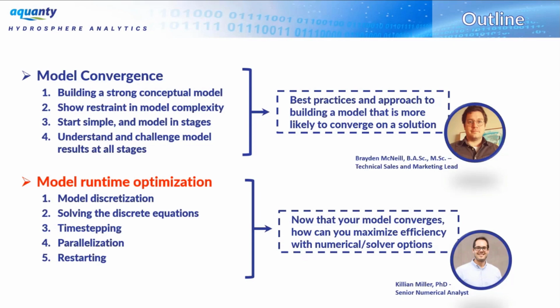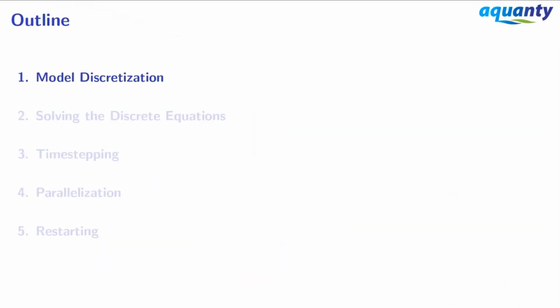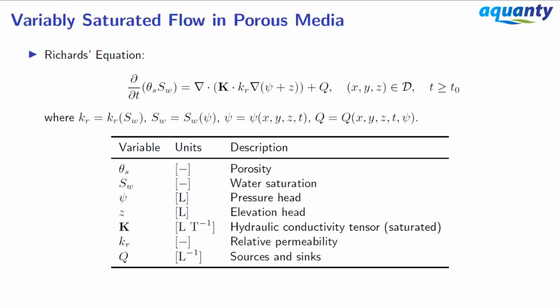I'll start off by describing the model discretization in HGS and how you can customize that. Then we'll move into solving the discrete equations over a single time step, and then discuss the time stepping that's available in HGS. And we'll conclude with a brief discussion of parallelization and restarting. So let's begin with the model discretization.